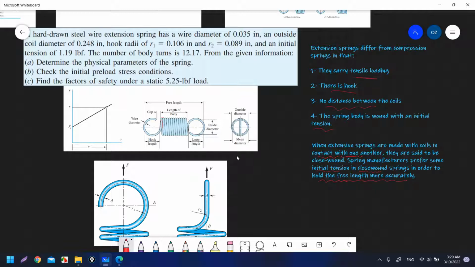The free length is this length from this point to this point. Why exactly from this point to this point? Because we apply the load at this point, at this point from the hook. That is the free length.